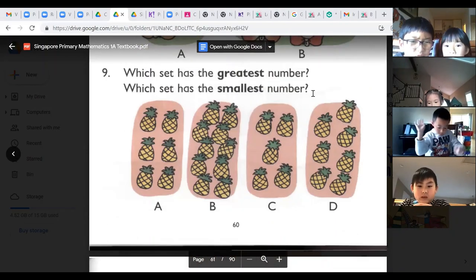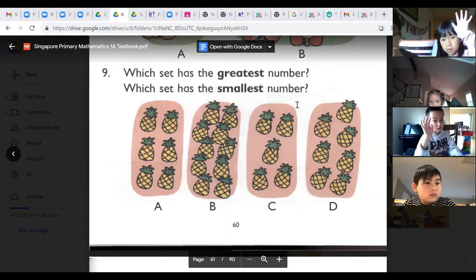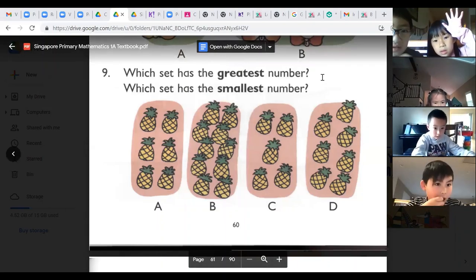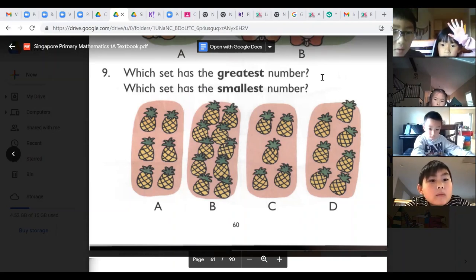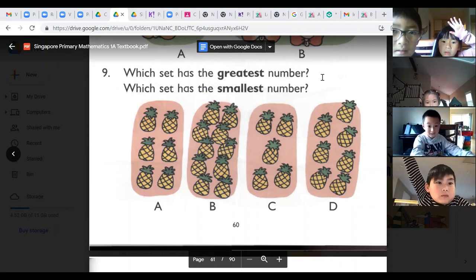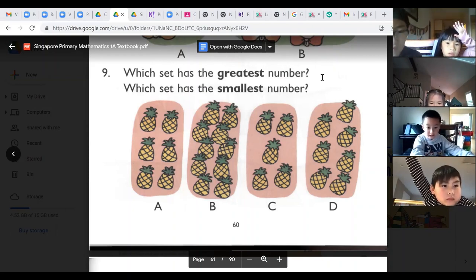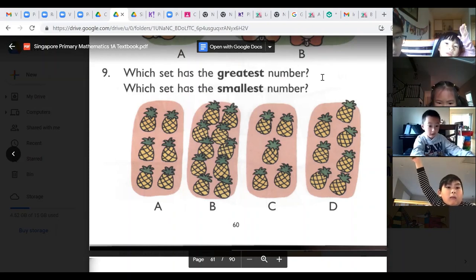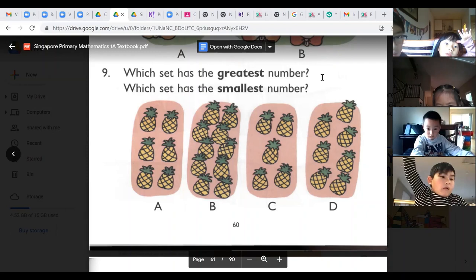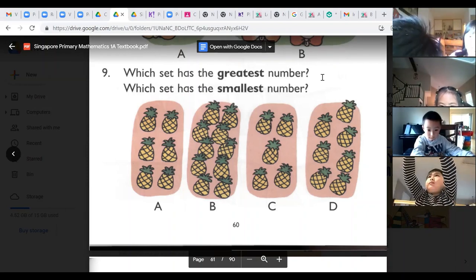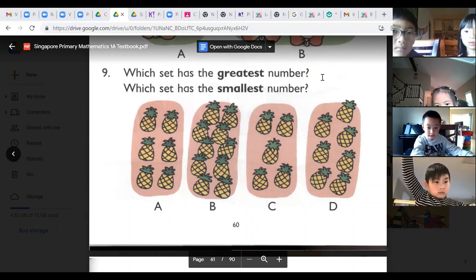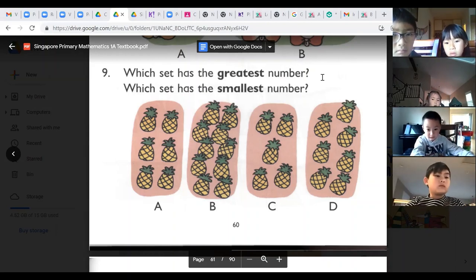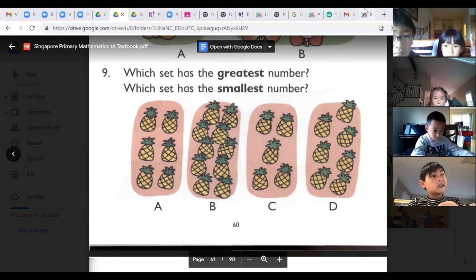Okay. Which set has the greatest number and which set has the smallest number? This time you guys might have to take your time because there are 4 instead of 2. Yes, Mason. Wait, Mason, you're unmuted. C has the greatest number. Wait, sorry, can you repeat that? B has the greatest number. Okay. A has the smallest number. C has the smallest number. D has the greatest number. Yeah, perfect. Okay.